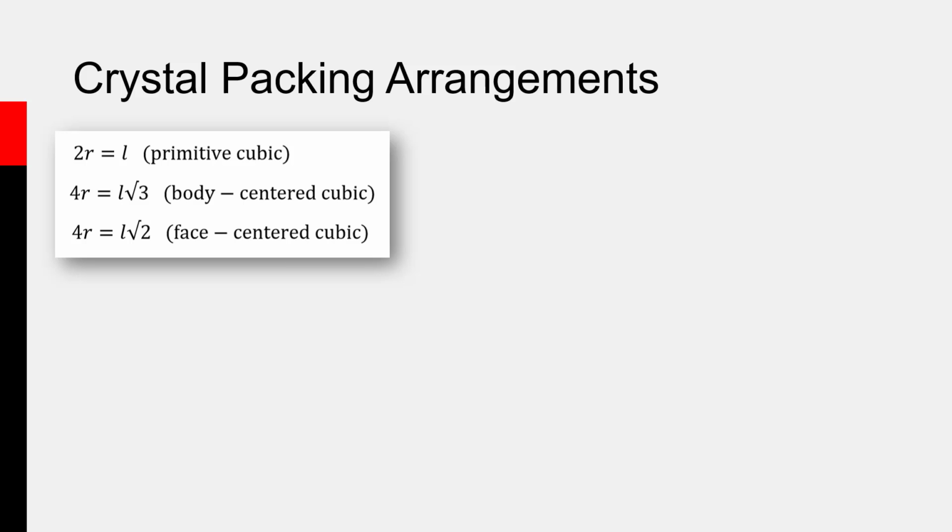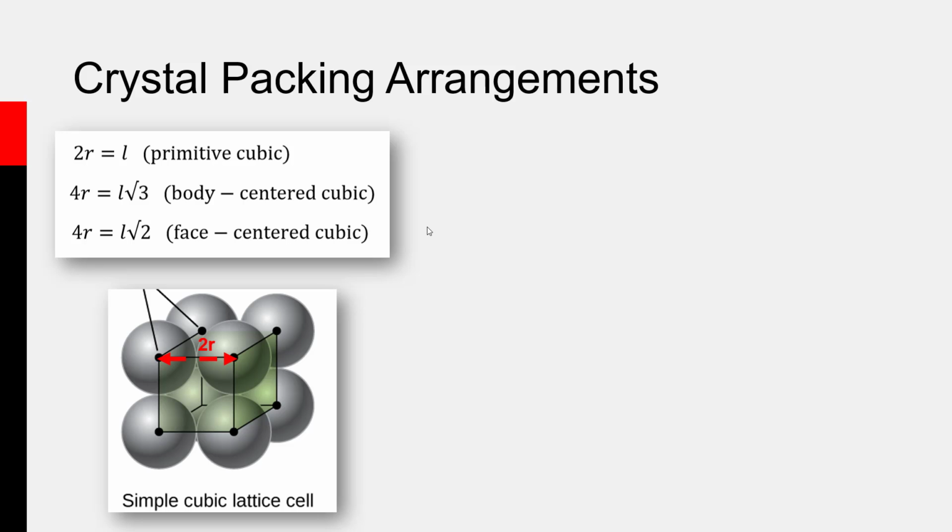So for a primitive cubic unit cell, 2 times the atomic radius is equal to the edge length. We'll show you how we derive that. In a body-centered cubic unit cell, which is the hardest one to visualize, 4 times the atomic radius is equal to the edge length l times the square root of 3. And in a face-centered cubic unit cell, we can show you using Pythagoras' theorem that 4 times the atomic radius r is equal to the edge length times the square root of 2. How do we come up with these formulas? Well, we can come up with a straightforward mathematical relationship between the edge length of the unit cell and the atomic radius just by looking at the unit cell itself.